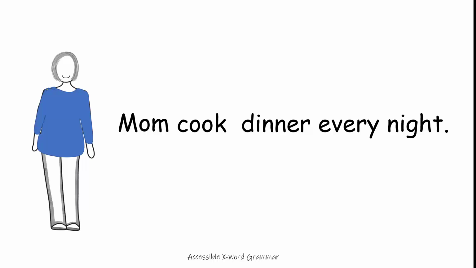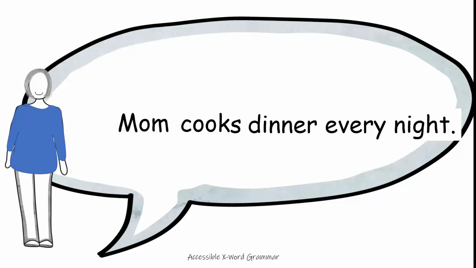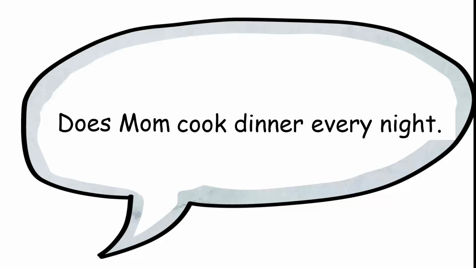But what if Mom does all the cooking? Poor Mom. If the subject is he, she, or it, we need to add an S to a verb in the simple present. That makes a VxS, a verb with a hidden X word that ends in S, does. Mom cooks dinner every night. Does comes out of hiding, taking the S with it. So the question has does as the X word and cook as a VB.